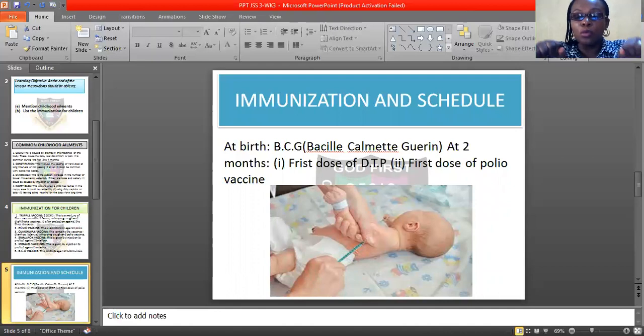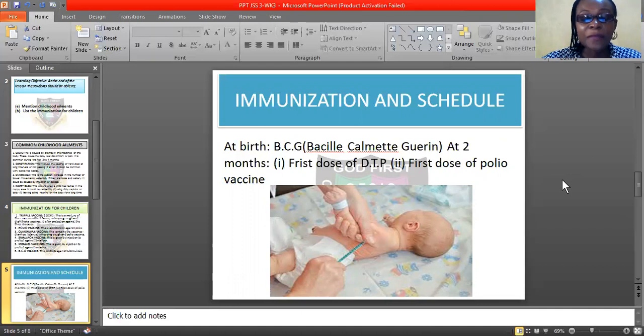Diphtheria, that if the infection enters through the cut, it will make the child convulse or have a kind of strange feeling. And it is not good. That is why they prevent it before time.